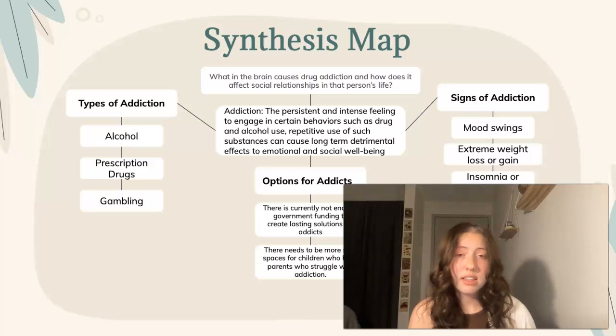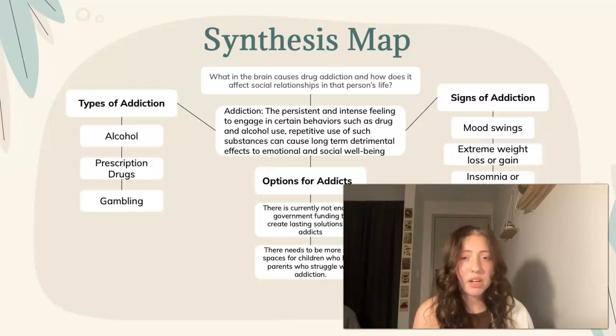So this is my synthesis map. I put at the top, I have my research question, then it goes down to the definition of addiction. And for my branching off, I put signs of addiction, which can be like mood swings, extreme weight loss or gain, which these would be things that maybe somebody else would notice. And it would be cues to oh, maybe they're having struggles with addiction.